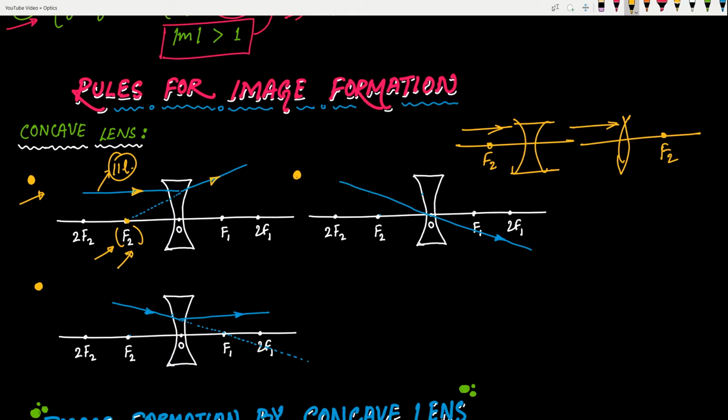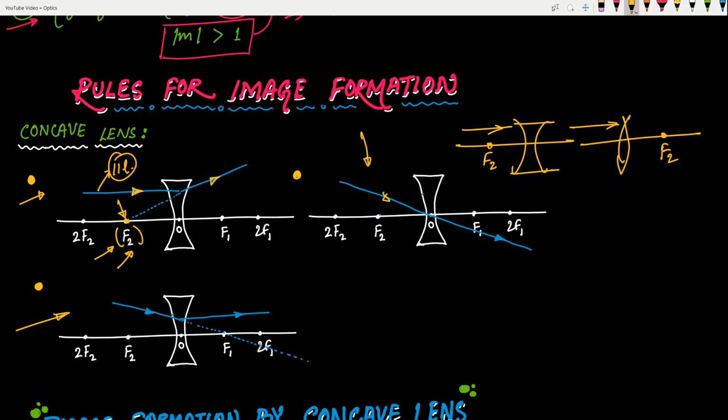So I'll repeat again. Whenever a ray of light parallel to the principal axis comes and hits the lens, then the ray diverges, and that diverging ray seems to come from a fixed point. That point is known as the primary focus, or F2, of the concave lens. Simple as that. Now the second rule is very simple. Whenever a ray of light passes through the optical center, then that ray goes undeviated. Simple as that. The third rule is also very easy.